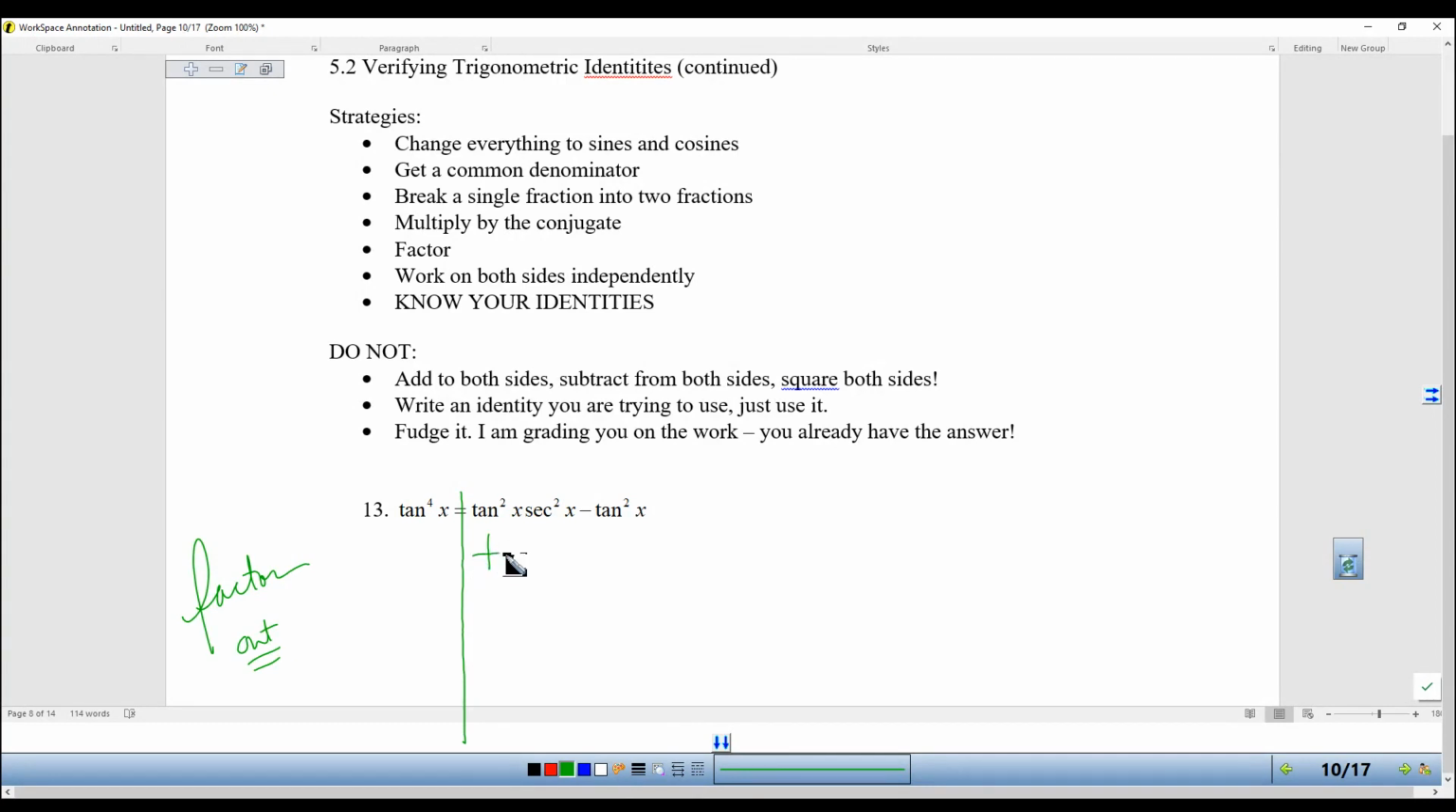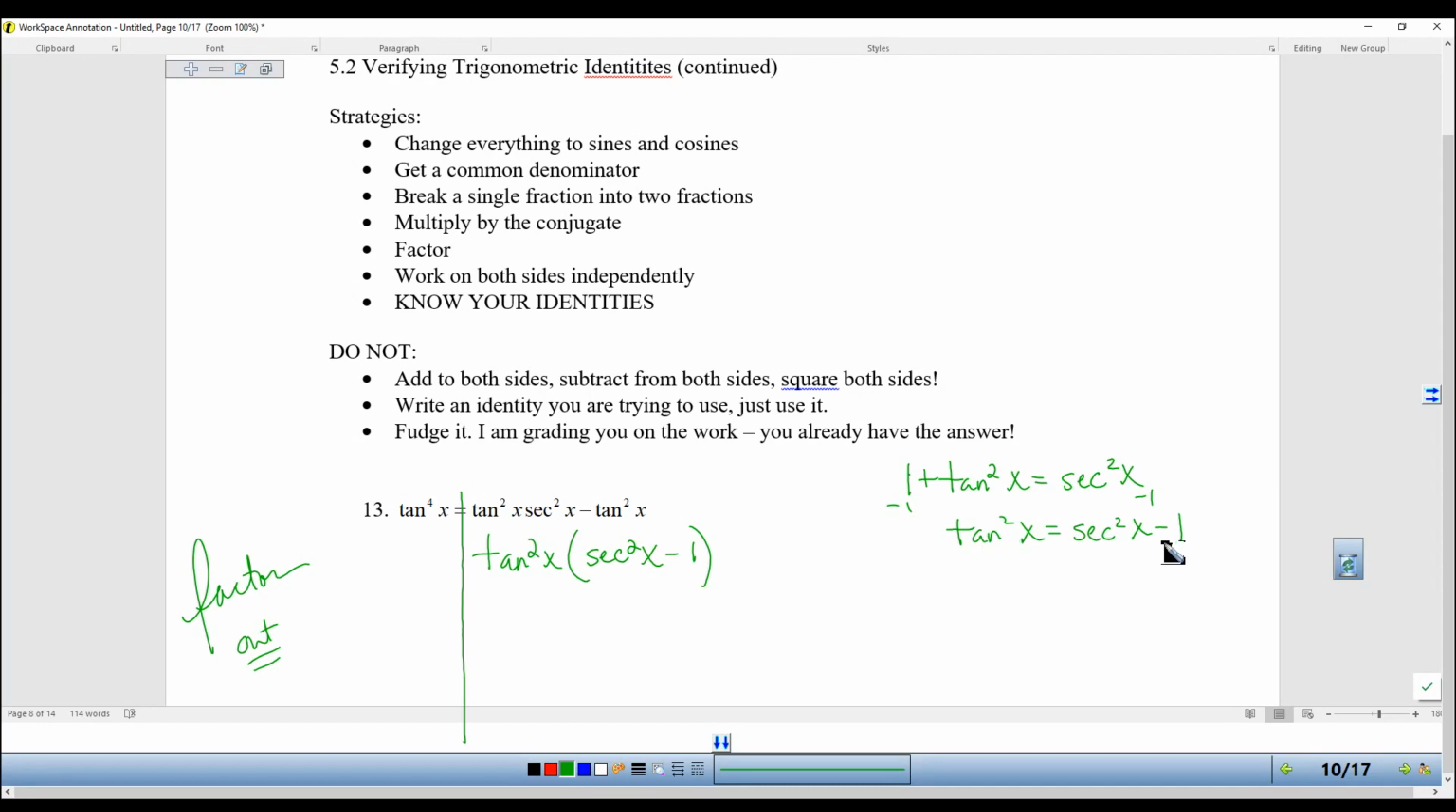So I can take out a tangent squared x from both of these terms, and I'm left with secant squared x minus 1. Don't forget to hold that place. Whenever you see a square and a 1, you should be thinking about your Pythagorean identities. So the original identity is listed as 1 plus tangent squared is equal to secant squared, but of course it can be rearranged, subtracting 1 from both sides, which you can't do in the middle of a problem, but you can know this identity. So you have two choices.